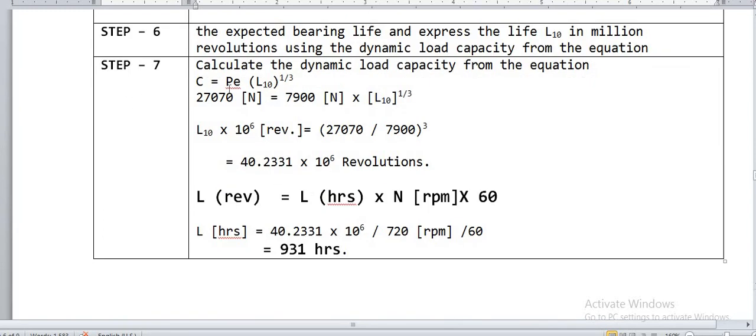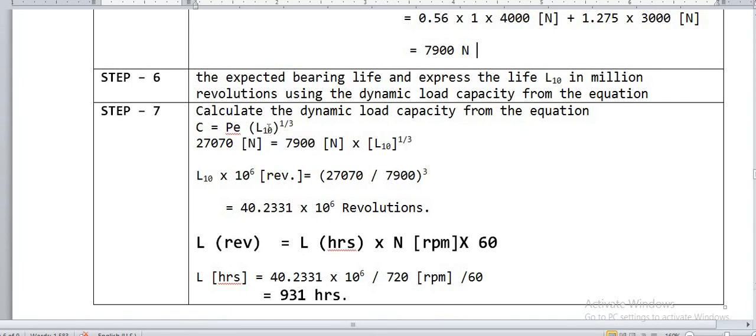And therefore directly we will be coming to C is equal to PE, that is the equivalent dynamic load, into L10, that is the reliability of 90%, which is given in the problem, and generally we consider 90% of reliability. So therefore the life of the bearing we have to calculate. The life of the bearing in revolutions is given, and we have to convert it in terms of revolutions.